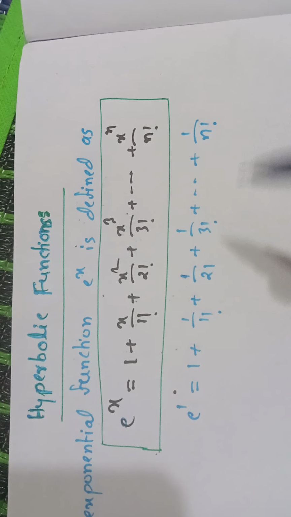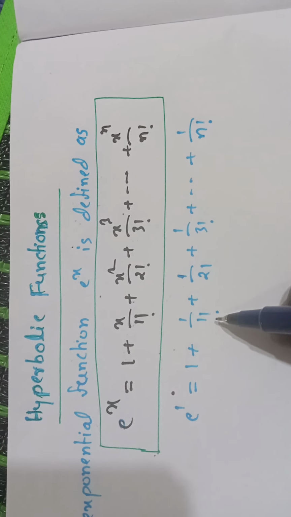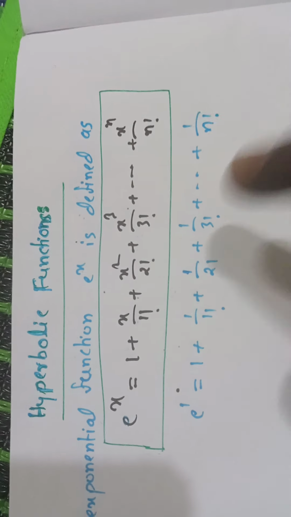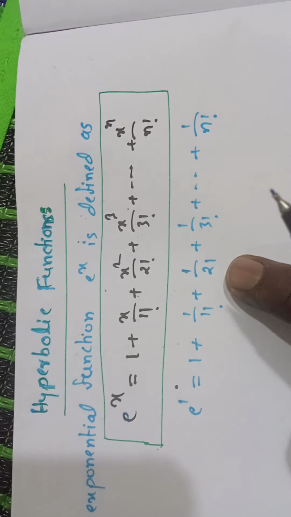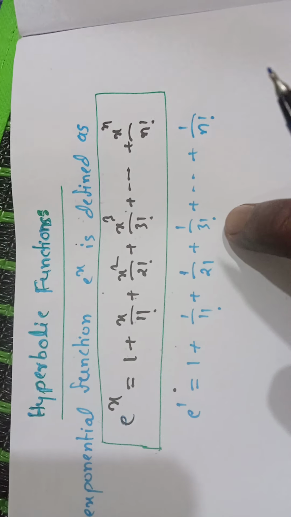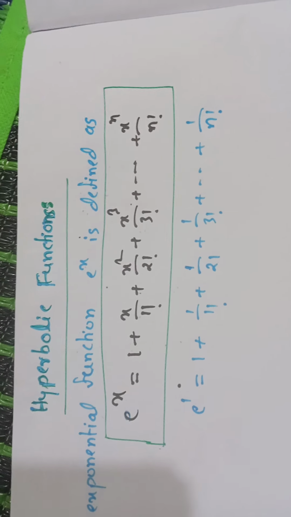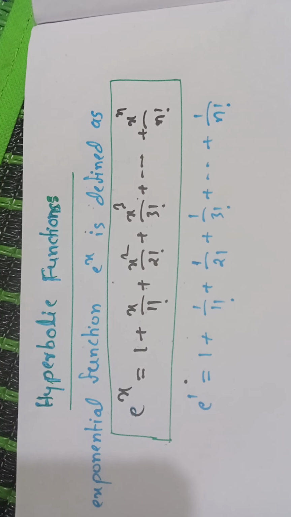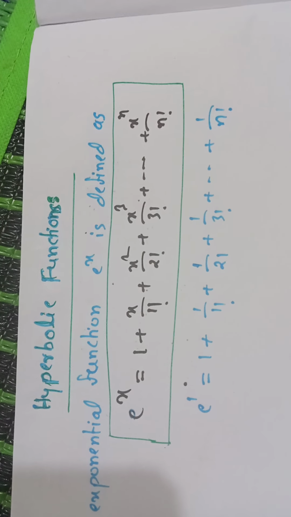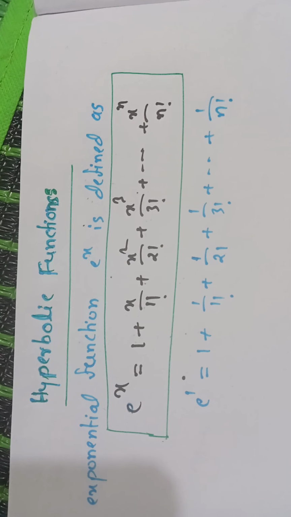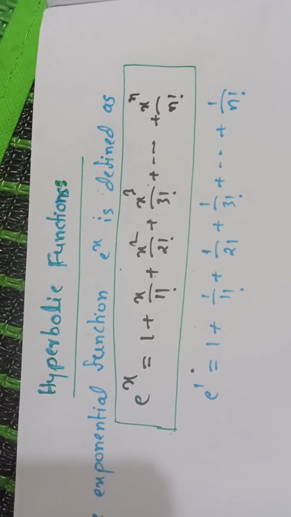Okay now. 1 by 1, we know very well, is 1. 1 by 2 factorial means 1 by 2 into 1, that is 1 by 2, which is nothing but 0.5. 1 by 3 factorial means 1 by 3 into 2, that is 1 by 6. 1 by 6 gives a small number which is less than 1 and greater than 0 only. If I divide 1 by 6, you will get something like 0.16.